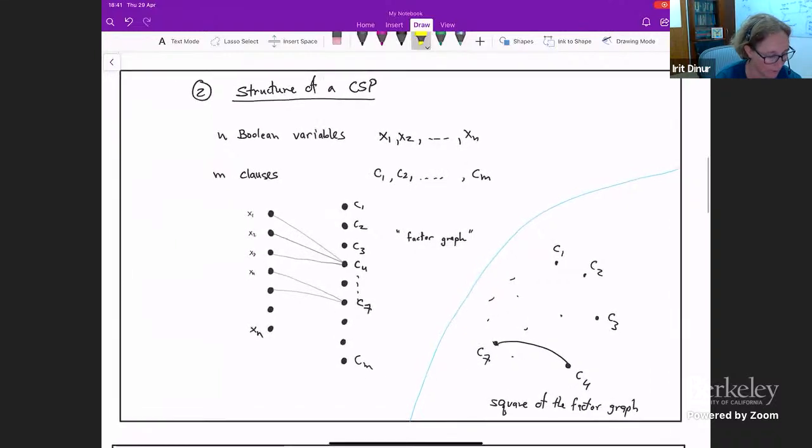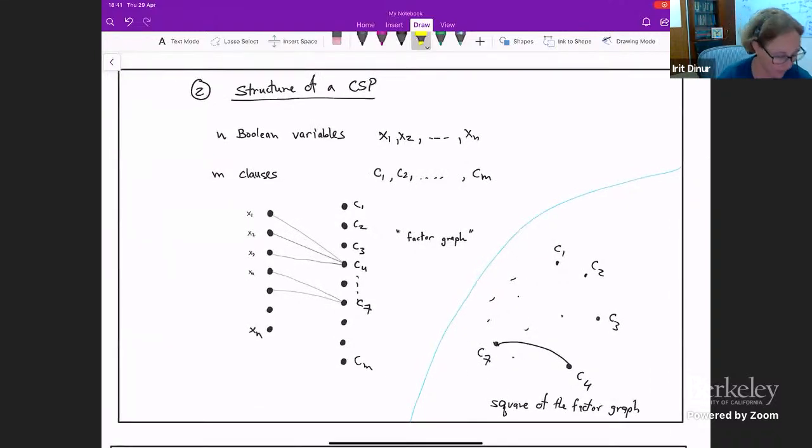So if I have a CSP, I can draw the following graph. It's called the factor graph. I'm looking only at the left side of the picture. So I have a bipartite graph. On one side, I put all the variables as nodes. And on the other side, I put all the constraints as nodes. And I connect the constraint to the variables that are constrained by it. And this is called the factor graph.